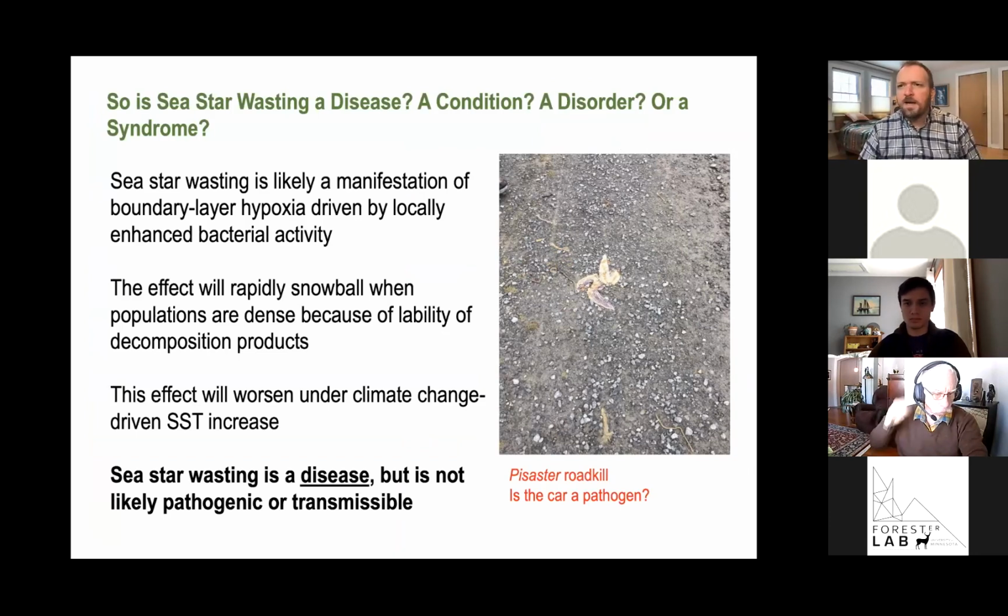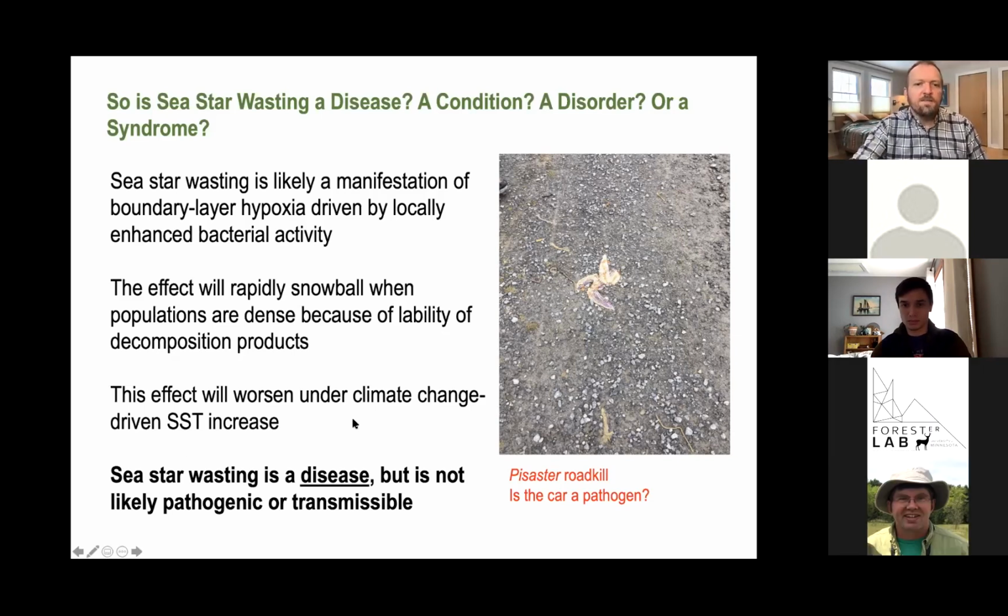The source of the organic matter is probably phytoplankton. It could also be decaying carcasses of nearby starfish, which might lead to some sort of density-dependent observation in the field. The effect will rapidly snowball when populations are dense because of lability of decomposition products. And the effect will be worse under climate change because higher temperatures lead to faster bacterial activity, bigger drawdowns of oxygen. So sea star wasting, we believe, is a disease, but is not likely pathogenic or transmissible.